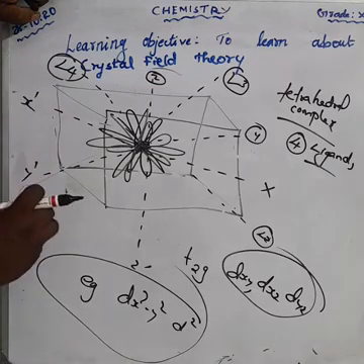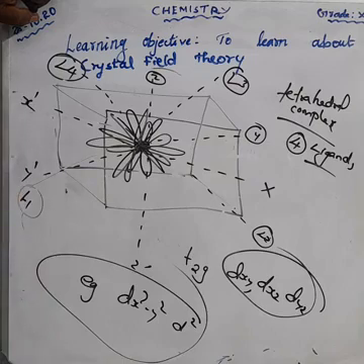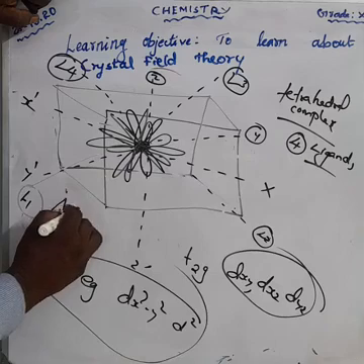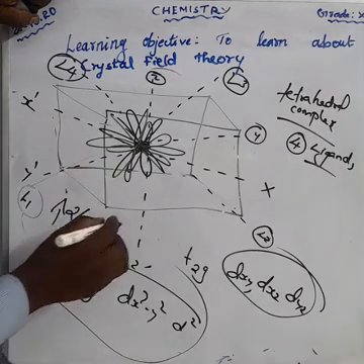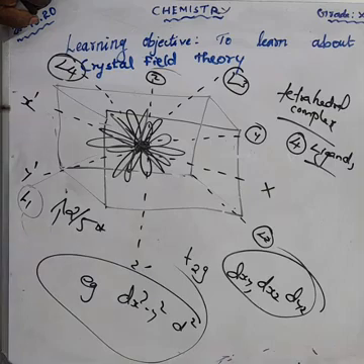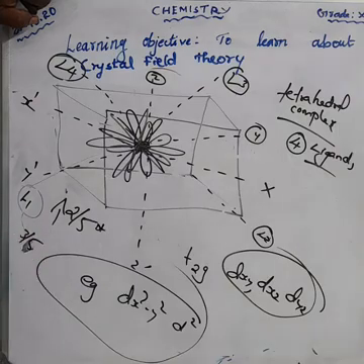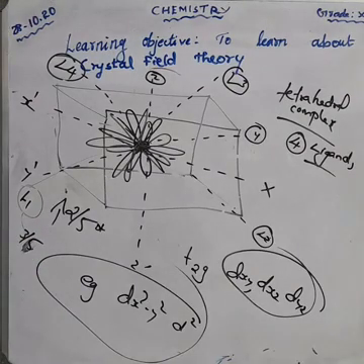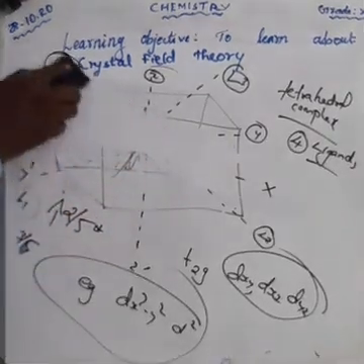As a result, the energy of T2 orbitals is increased by 2 by 5 delta T, and Eg orbitals are decreased by 3 by 5 delta T. This is about the diagram, and you should draw the diagram neatly. Once again, you should draw the diagram neatly.